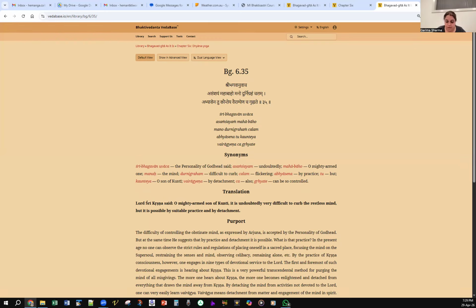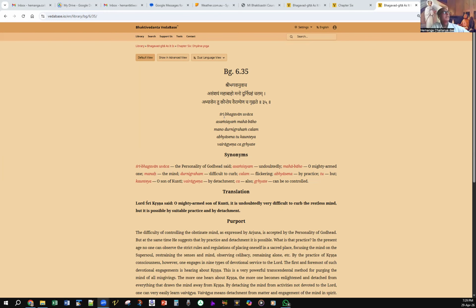Yes, Prabhu. Shri Bhagavanuvacha. Asamshayam Mahabaho Manodurnigraham Chalam, Abhyasena tu Kaunteya Vairagyena cha Grihyate. Lord Shri Krishna said, O mighty armed son of Kunti, it is undoubtedly very difficult to curb the restless mind, but it is possible by suitable practice and by detachment.